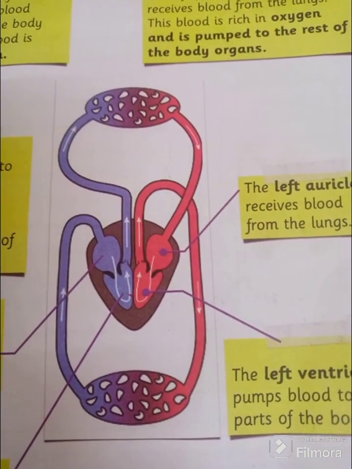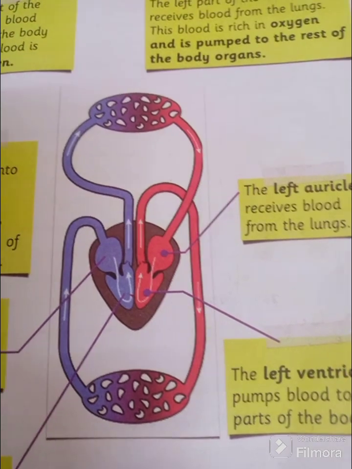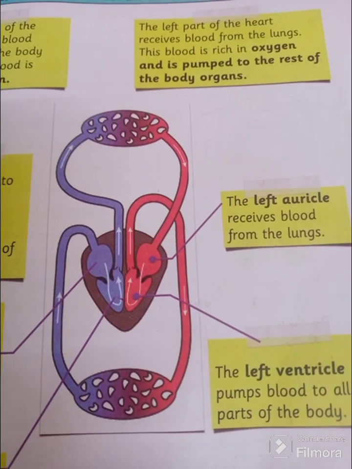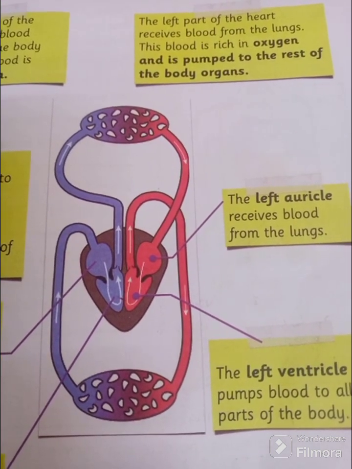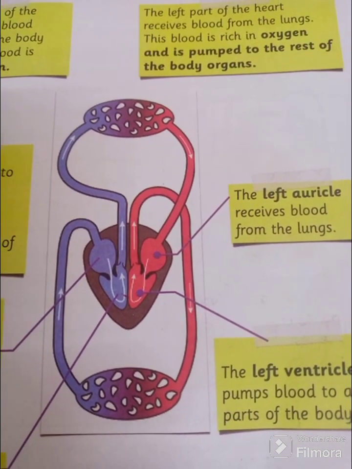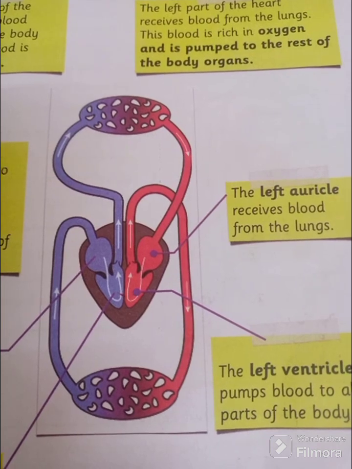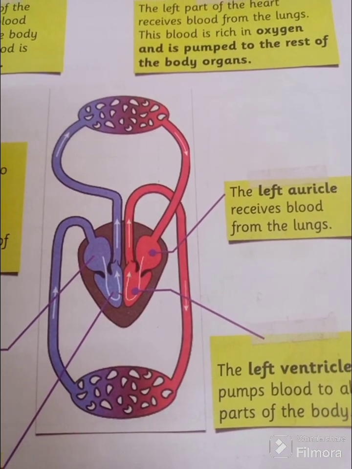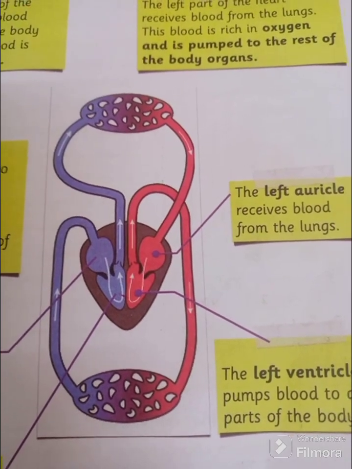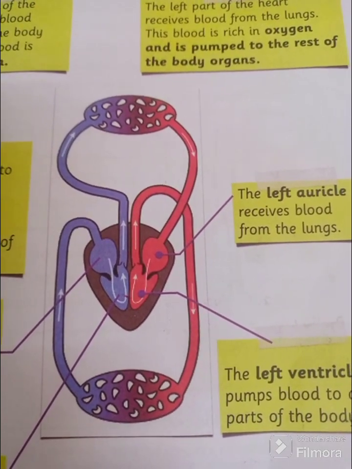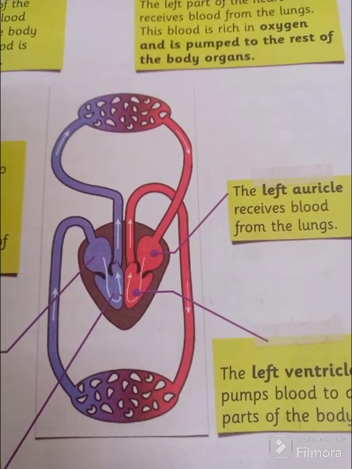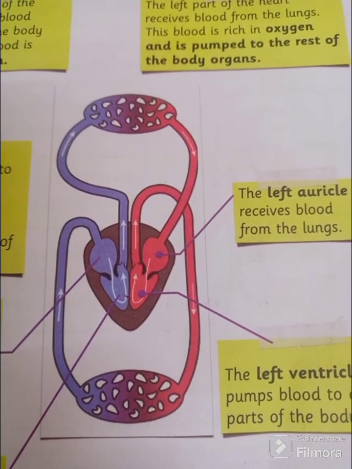Now, after having said that, let's look at some questions. Number one, which chamber of the heart pumps oxygenated blood to all body parts? Number two, the flow of blood from the heart to all body parts and back to the heart again is called dash. Number three, name 4 chambers of the heart.